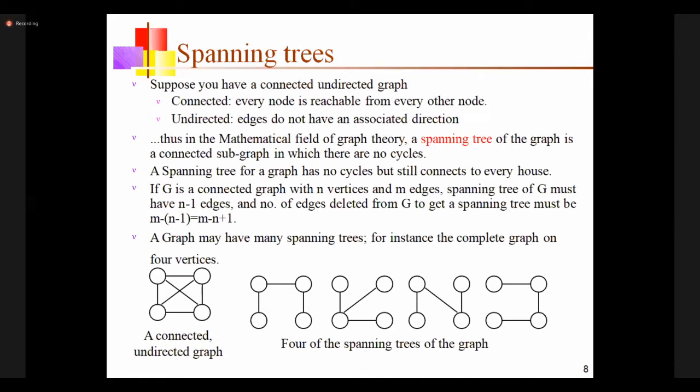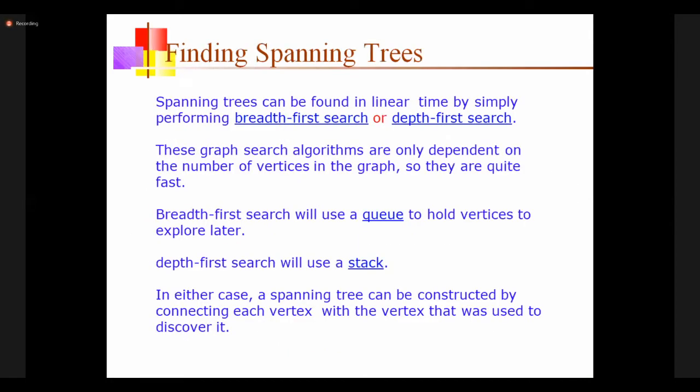Okay, this is all about spanning trees. But we are getting so many spanning trees now. So there are some approaches to derive a spanning tree for a given graph. The approaches are BFS and DFS. Spanning trees can be found in linear time by simply performing a BFS search and a DFS search.